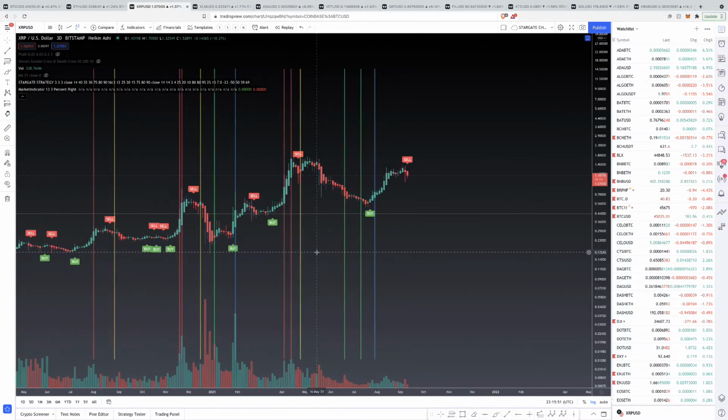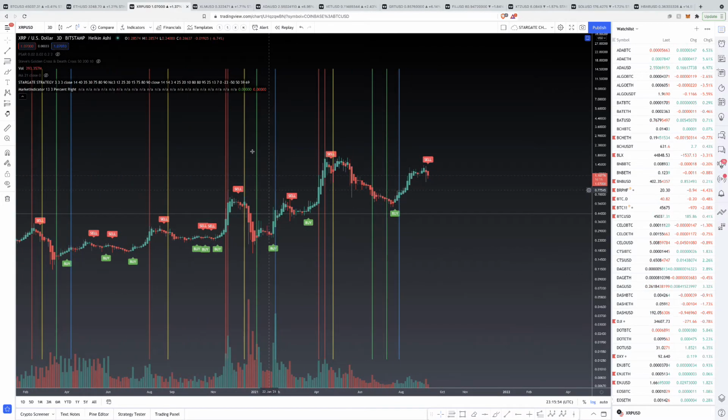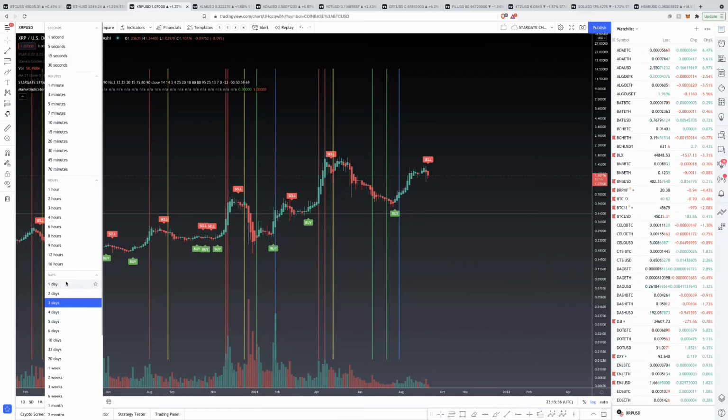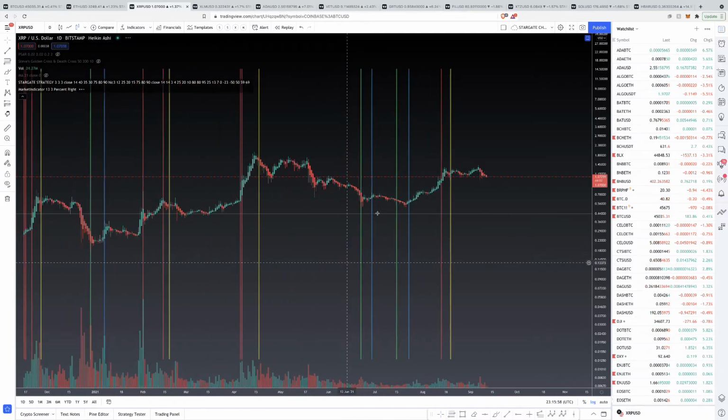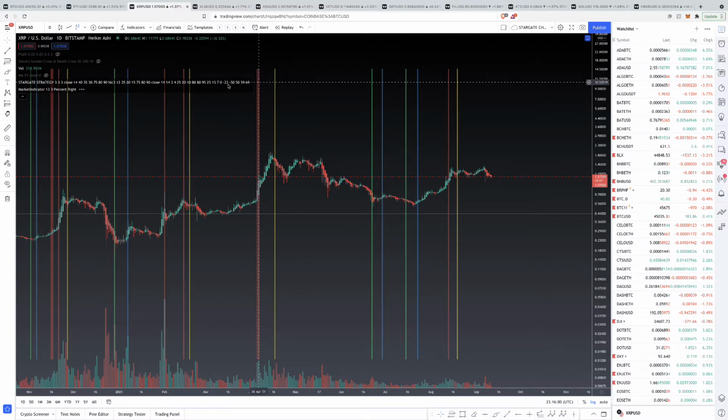It follows its patterns very well, and there's nothing really to worry about with XRP unless it breaks through this level over here. So I'm going to hide these.